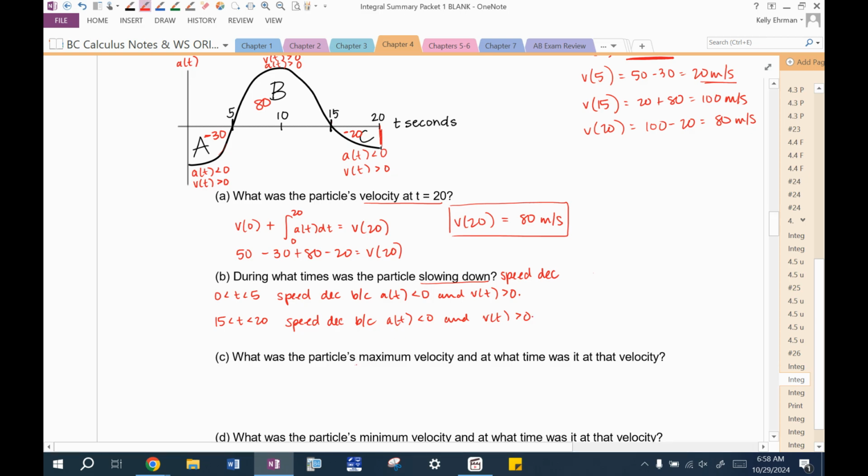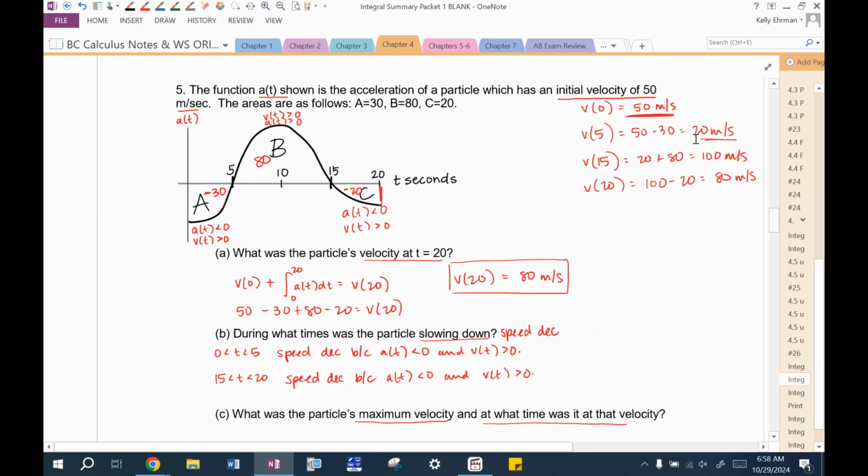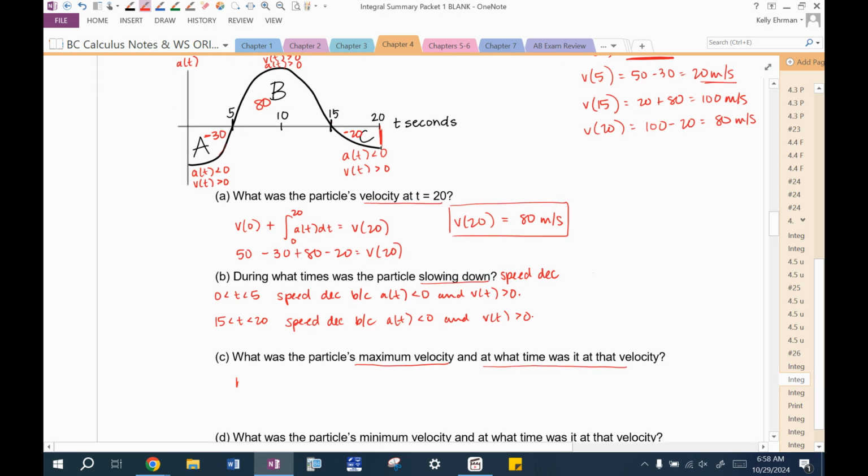What was the particle's maximum velocity, and at what time was it at that velocity? It's helpful that I did all that work before because I just listed all my possible extremes, right? Max velocity happens at 15 seconds when we hit 100 meters per second. It asks for both parts. Max velocity equals 100 meters per second at t equals 15 seconds. I'm going to write seconds so that doesn't look like another 5.